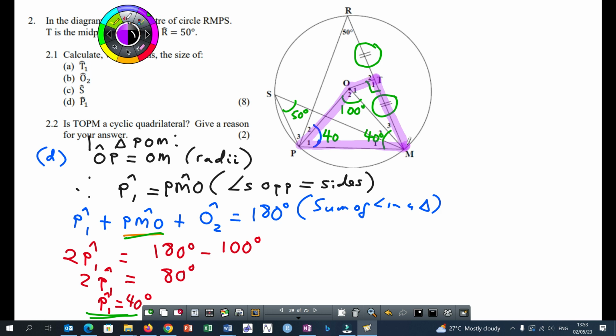Listen, I gave you 3 ways of proving that a quadrilateral is cyclic. Your reason for 2.2 must be based on any one of those 3. I gave you 3 ways of proving that a quadrilateral is cyclic. Your reason there must be any one of those 3. So based on the question, which one is the appropriate one?